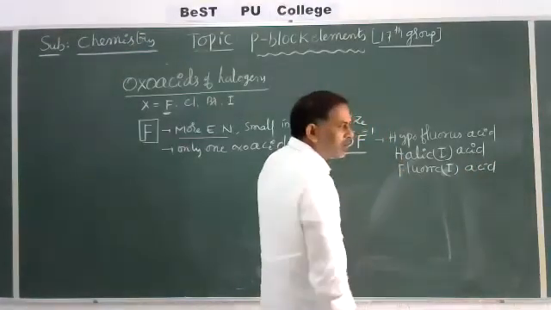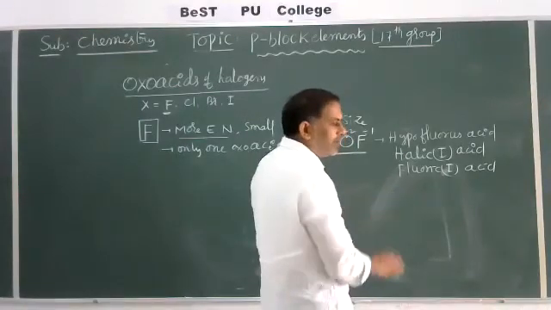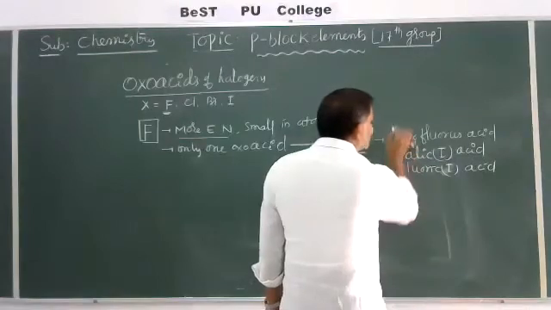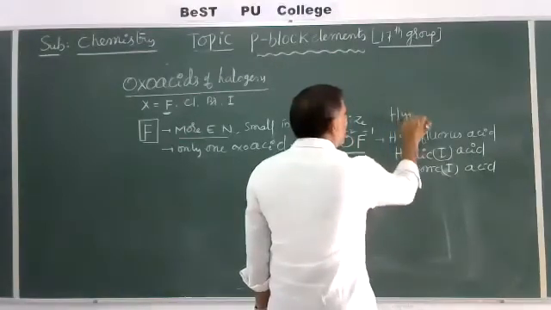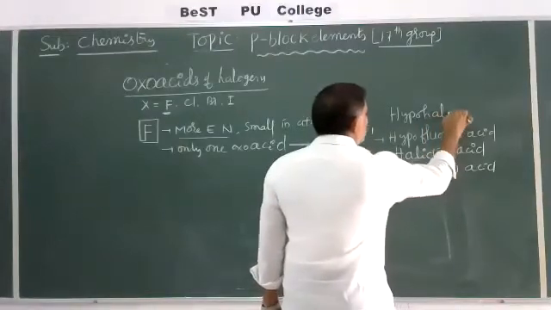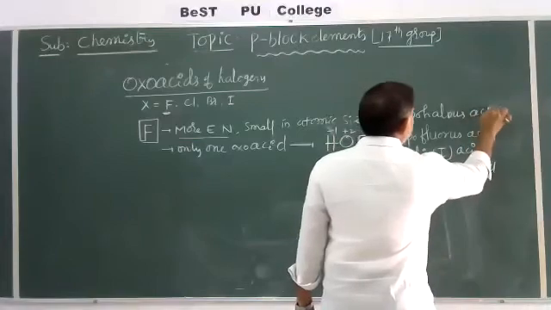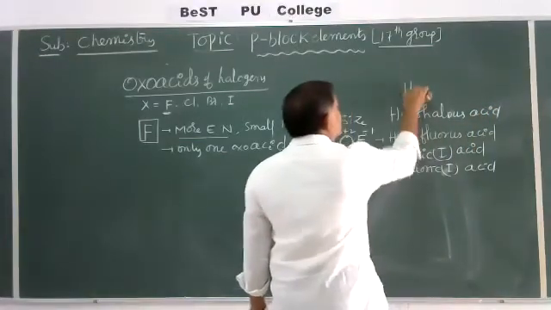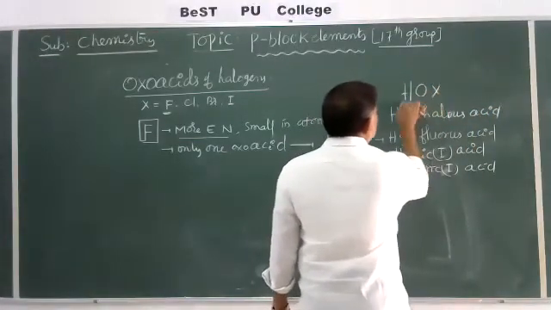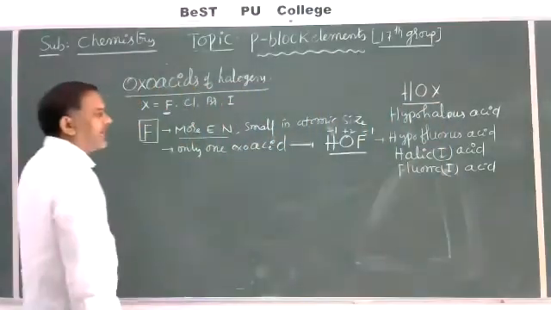If it is chlorine, chloric; if it is bromine, bromic; if it is iodine, iodic. Or it is commonly termed hypohalous acids, denoted as HOX. Hypohalous acids.